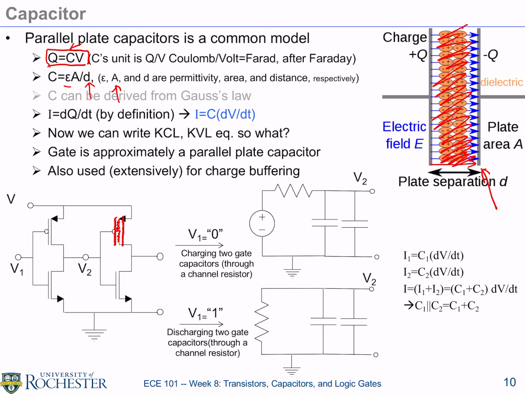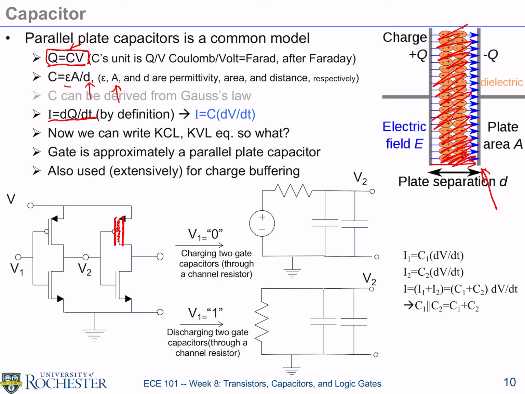So we know how to write KVL equations, right? There are currents, there are voltages. That's what KCL, KVL is. We don't know anything about charge. We never needed to know about charge in a resistive network. Okay, no problem. We can get current. Current, by definition, is just the rate of charge flow. In other words, it's dQ over dt.